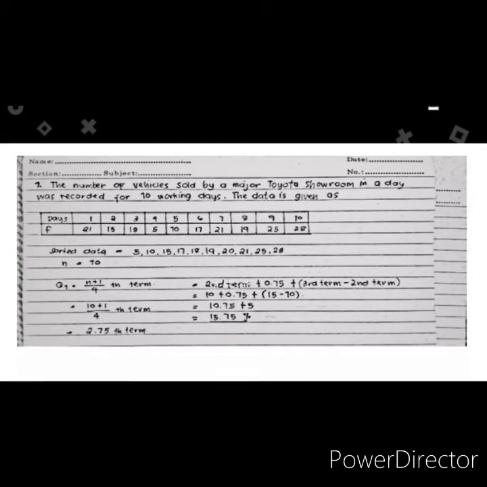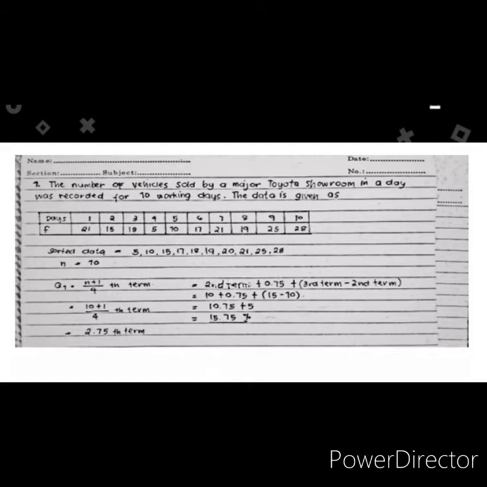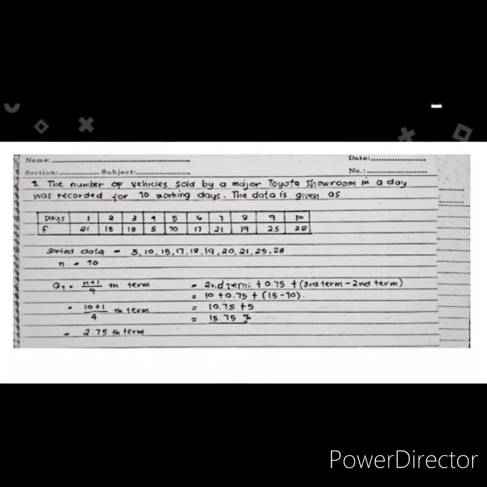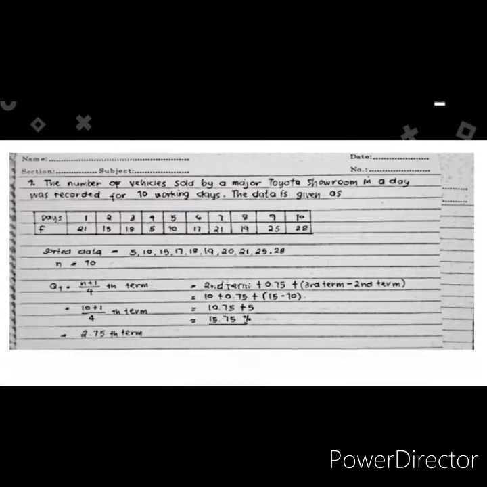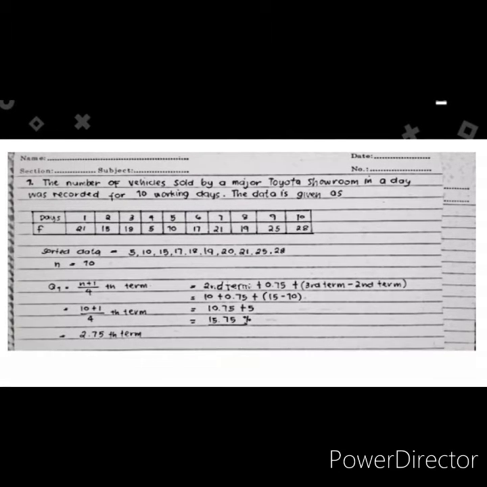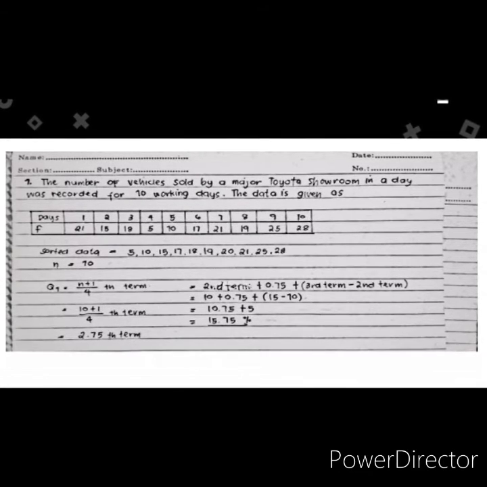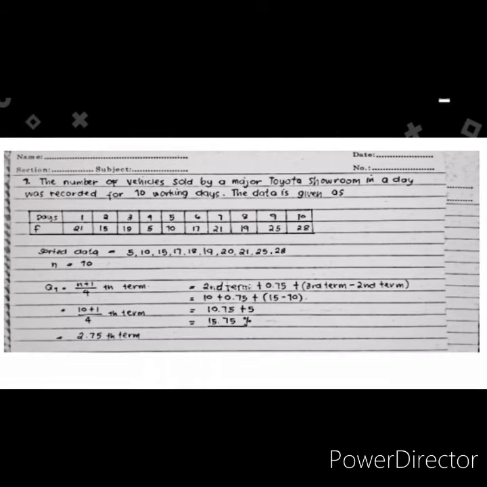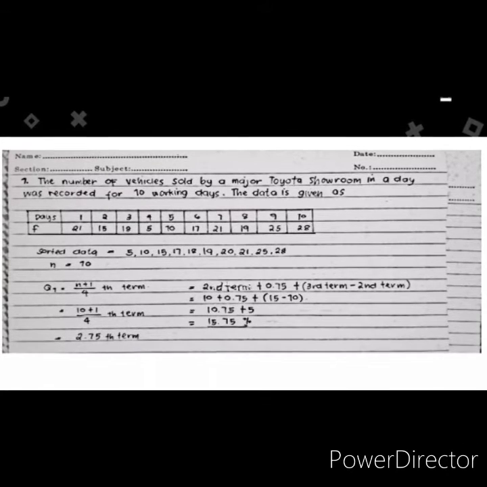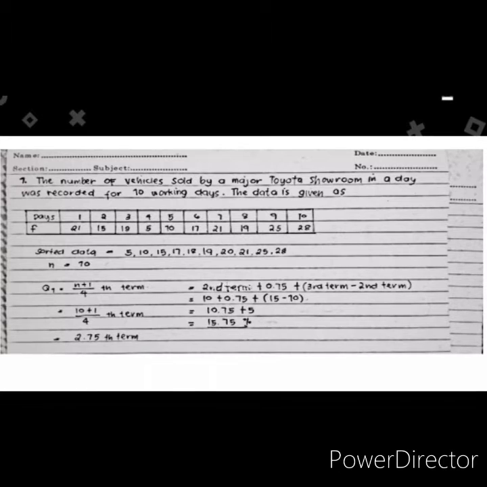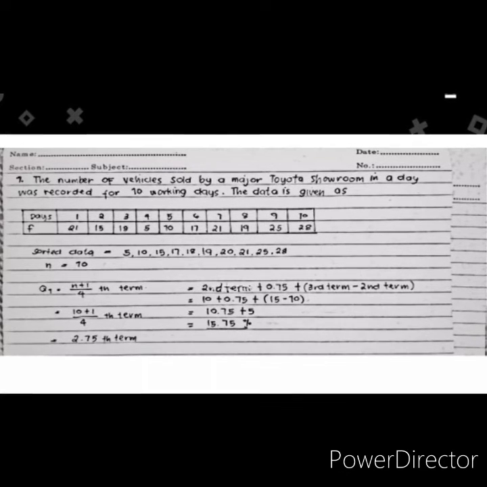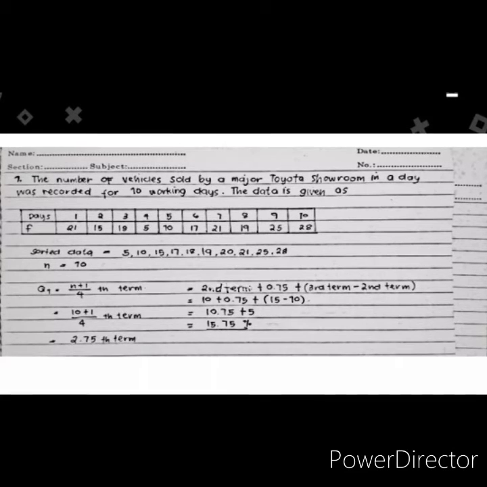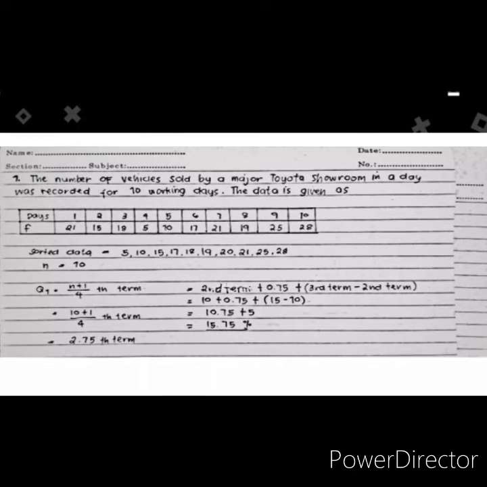So we have here another problem. The number of vehicles sold by a major Toyota showroom in a day was recorded for 10 working days. The data is given as days 1 to 10, and the frequencies are 21, 15, 18, 5, 10, 17, 21, 19, 25, and 28. For the sorted data, we have 5, 10, 15, 17, 18, 19, 20, 21, 25, and 28. So the number of days is 10.